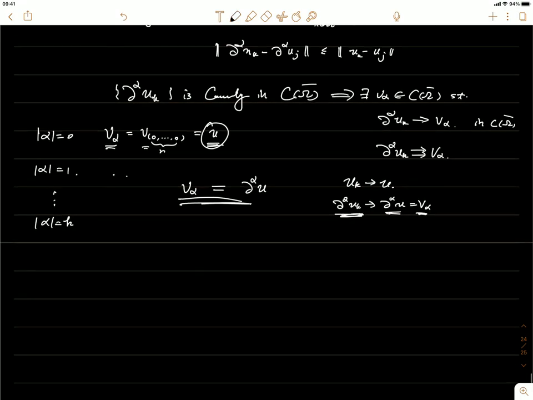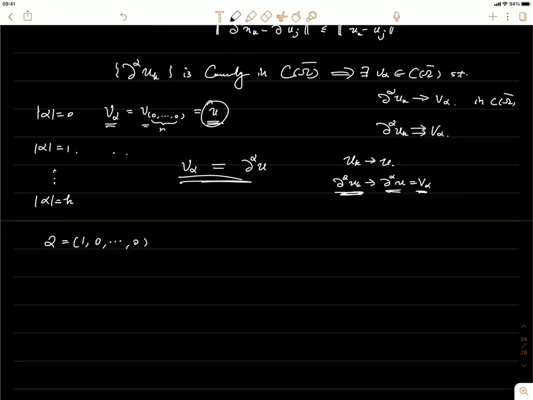Okay, so how do we show this? I just need to show the first case, when alpha is equal to (1, 0, 0, 0). This is the first case, and the others will be similar. So I simplify the notation. When alpha is this, then V alpha will be just V_(1,0,0). And this is supposed to be the limit of that. But right now, since alpha is just (1, 0, 0), I know this is just du/dx1. So the question is, do I have this?